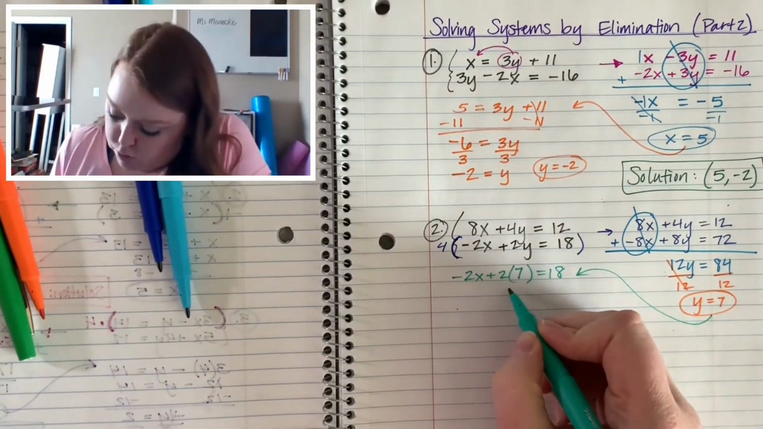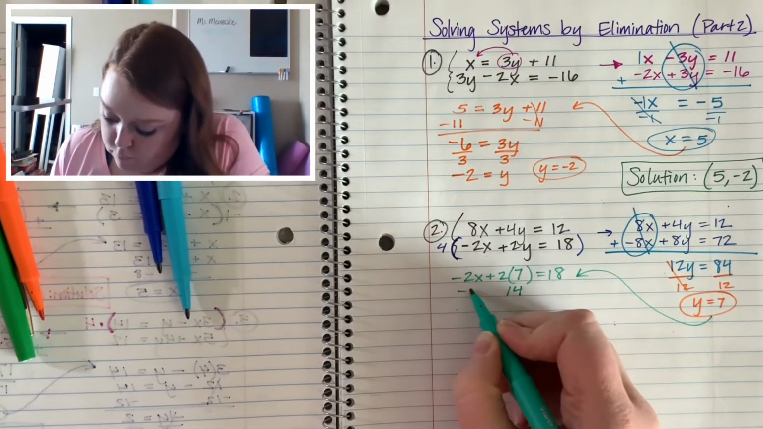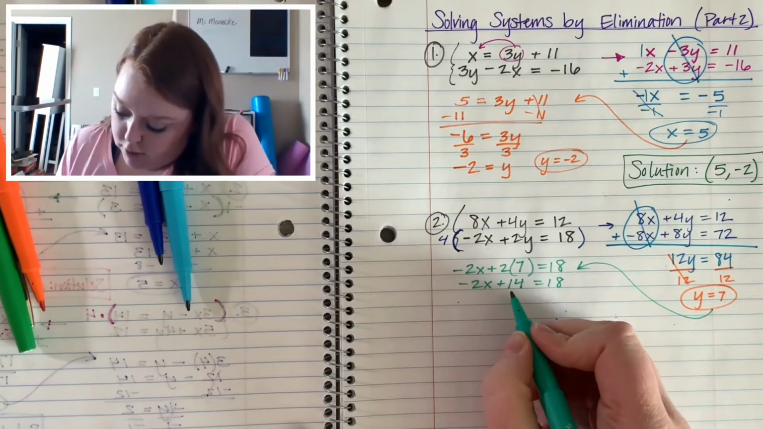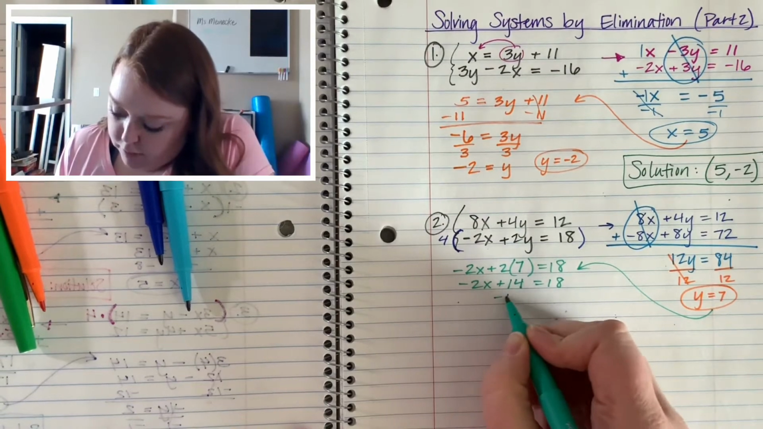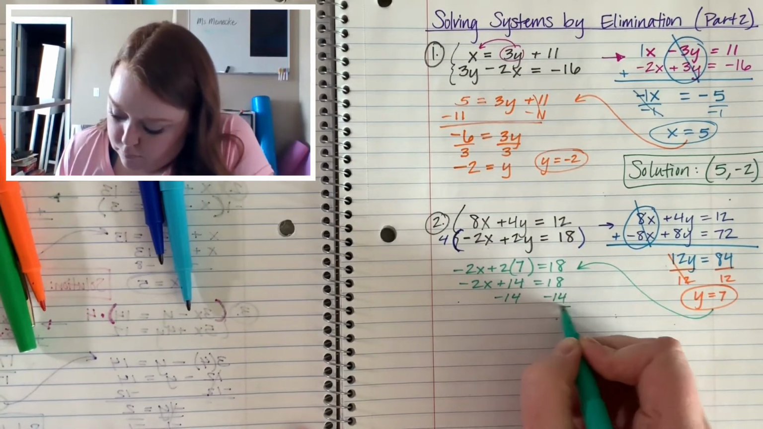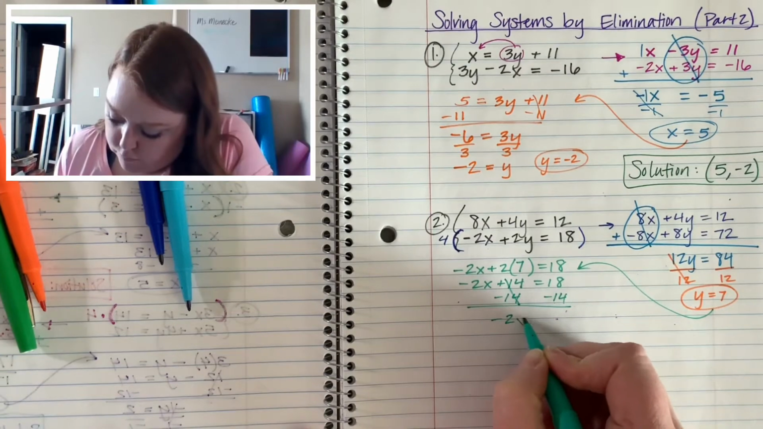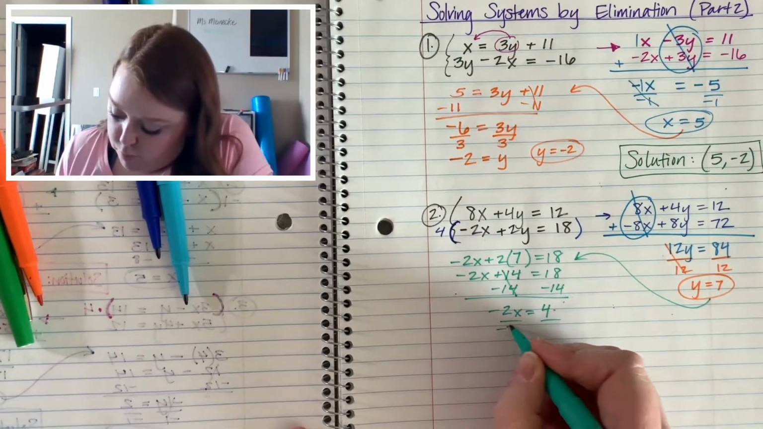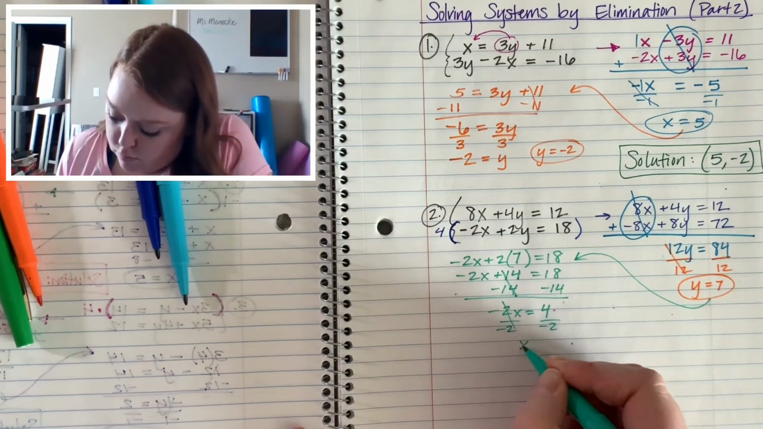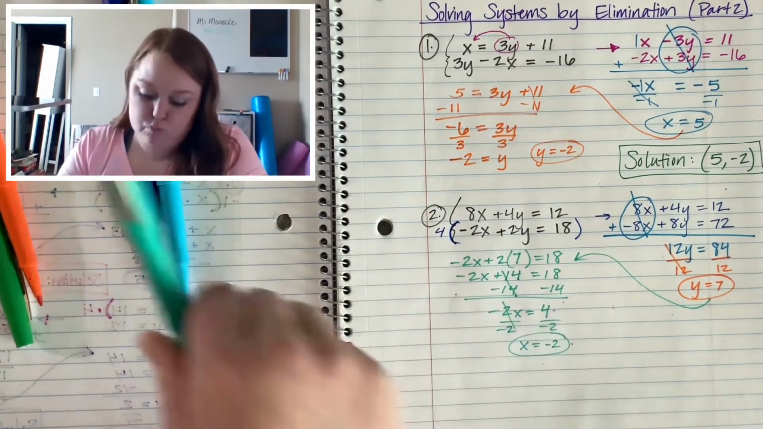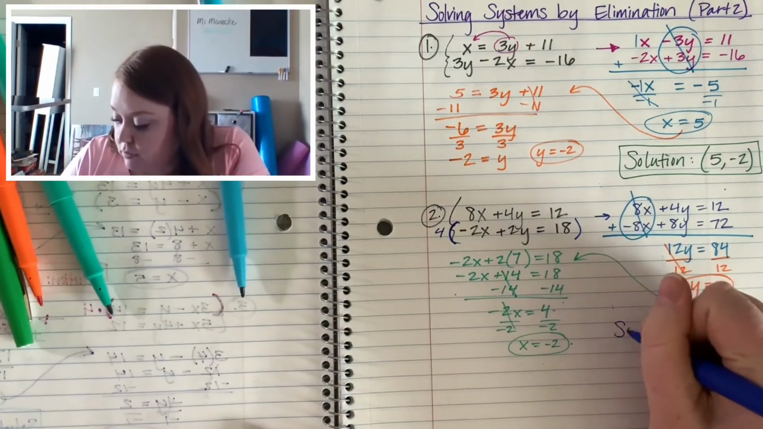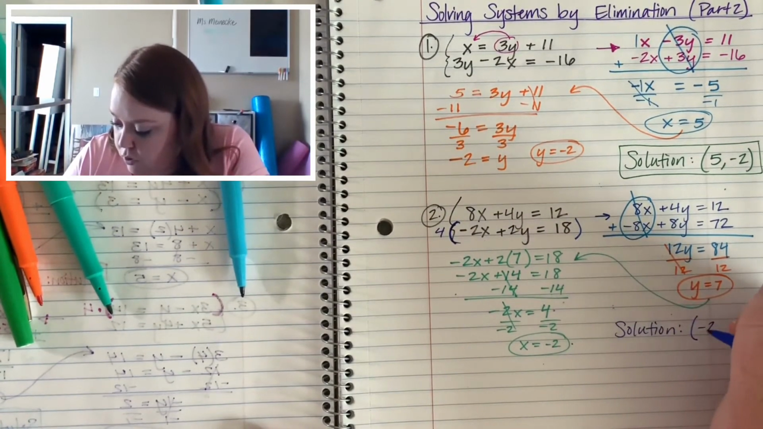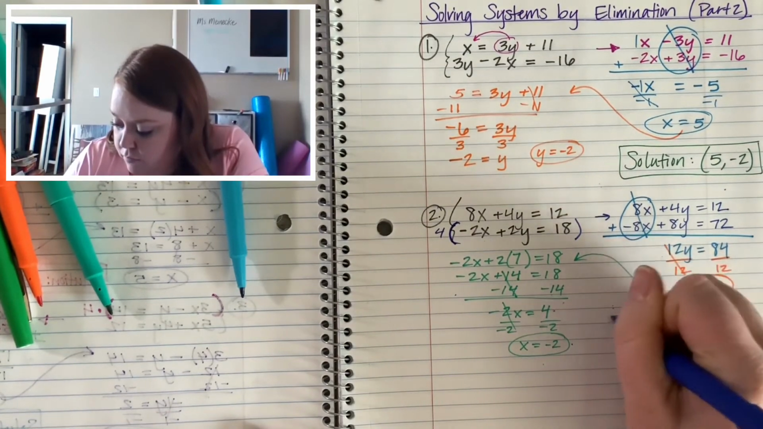Okay, so 2 times 7 is 14. Drop down the other stuff. All my x's are to the left, so I want to get rid of the 14. 18 minus 14 is 4. Divide both sides by -2. Yeah, x equals -2. Final answer, final solution, -2, 7.